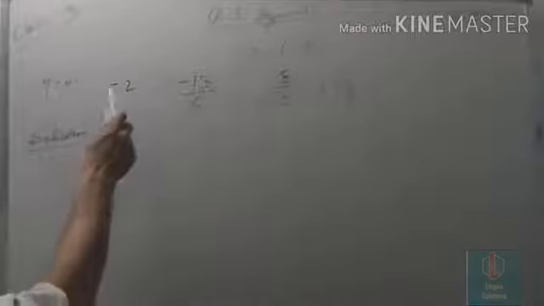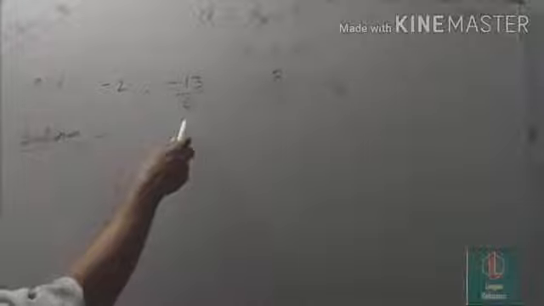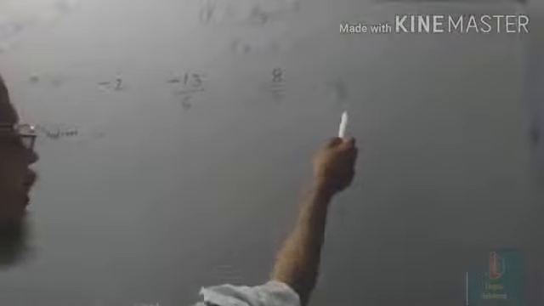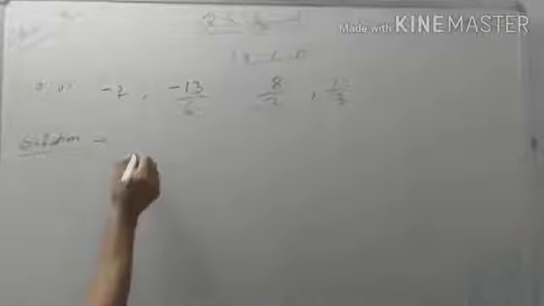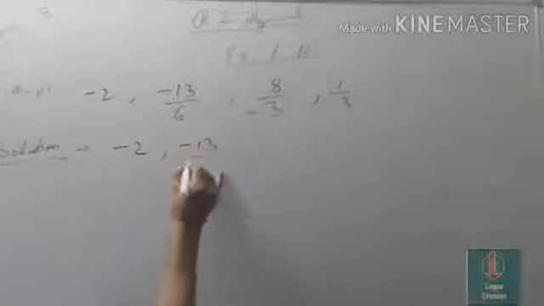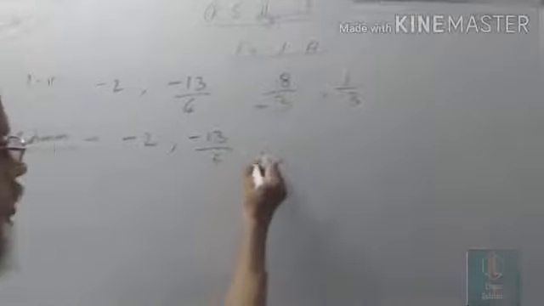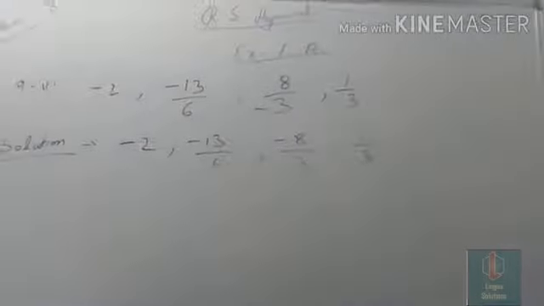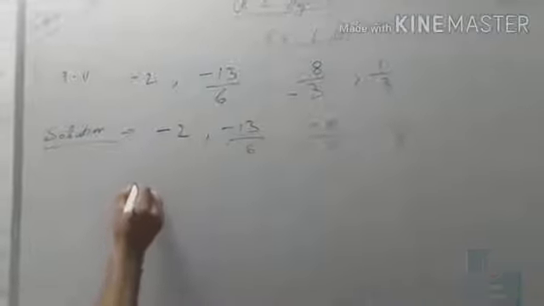Our first set is minus 2, minus 13 by 6, 8 by minus 3, 1 by 3. Here we see that the denominator is in minus, so we will first arrange it as minus 2, minus 13 by 6, minus 8 by 3 and 1 by 3. Now we will take the LCM.